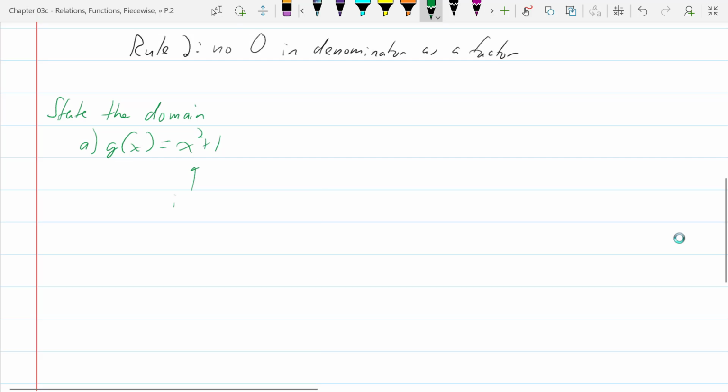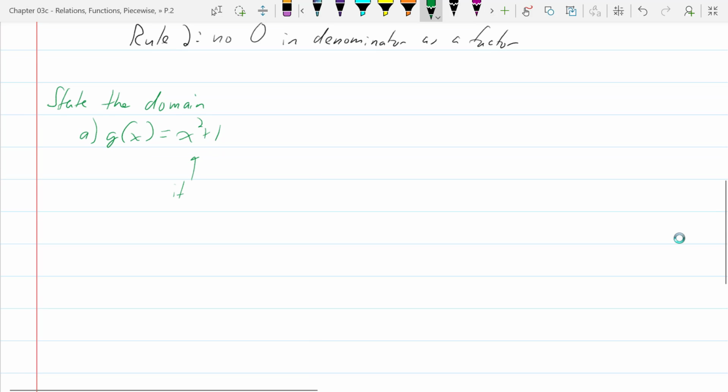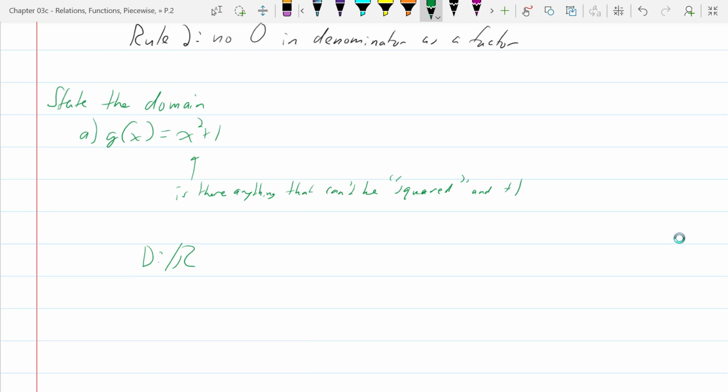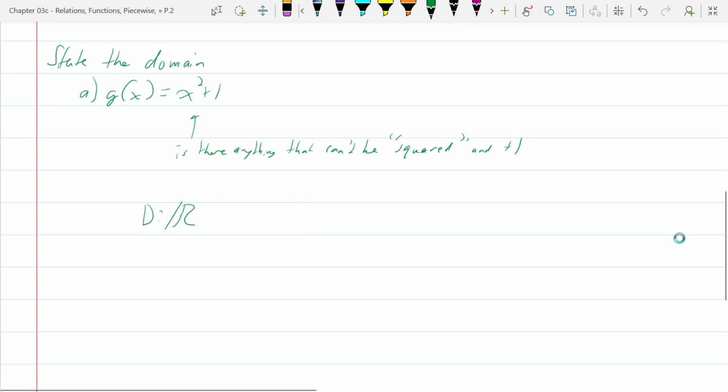Is there anything that can't be squared and then added to 1? I can't think of anything. I can't think of anything we can't square and then add 1 to. So my domain for this one is just all real numbers.